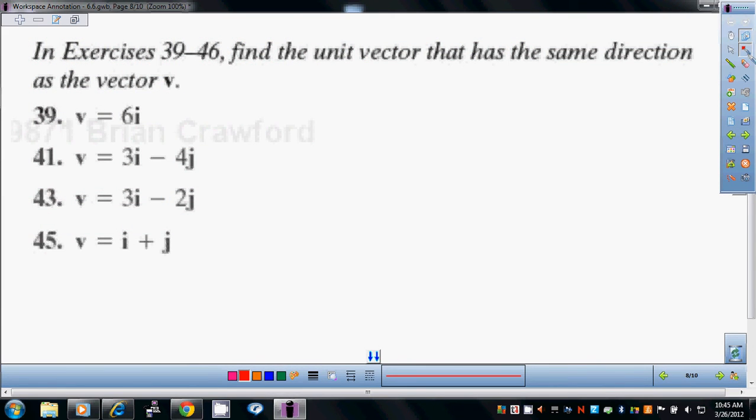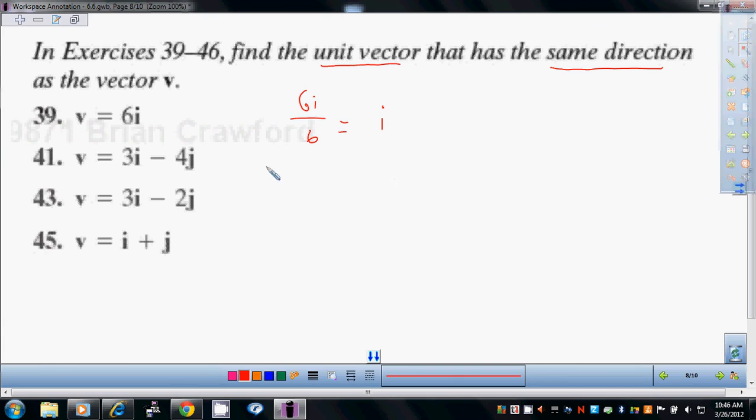Okay. So, 39 is easy. Somebody look at 39, do some thinking, and tell me why you think it would be easy. That's right. So you're going to take your equation, which is given to you in all four of these. What's the magnitude? 6. And what's that reduced to? I. So I is the unit vector that has the same direction as your vector. That's why that one was easy.